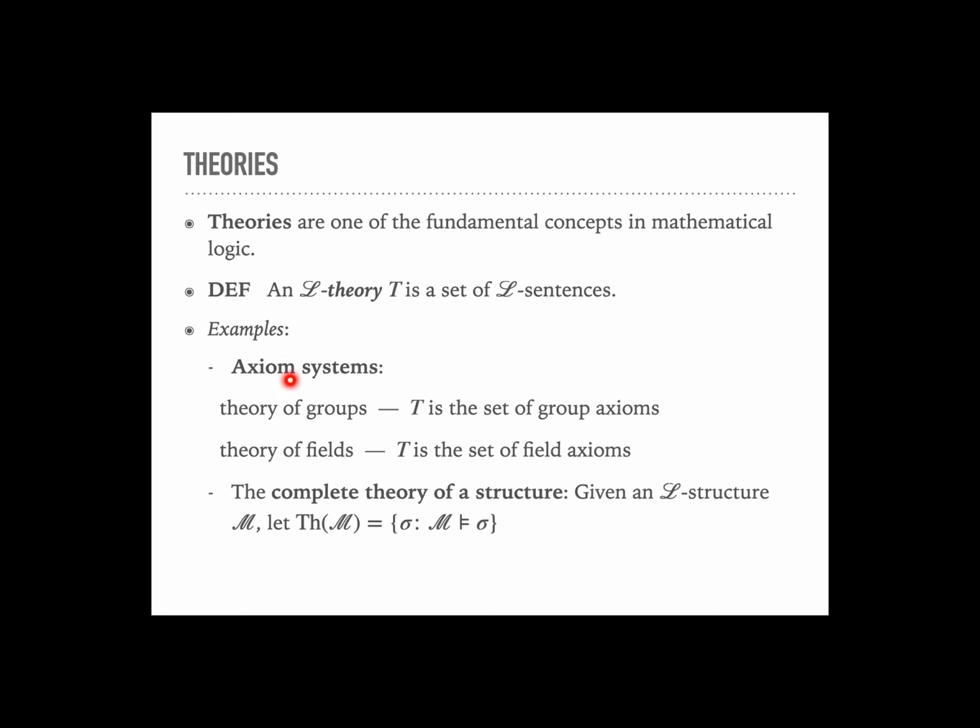One is axiom systems. For example, if you have a group, you take the group axioms and collect them in a set, and that set T is then the theory of groups. Similarly, you can do that for fields. Then T would be the set of field axioms. You can also get a theory by starting with a structure. Suppose you have an L structure M, and you collect all the sentences that are true in that structure. That also gives you a set of sentences, and that's called the complete theory of a structure, the theory of M.